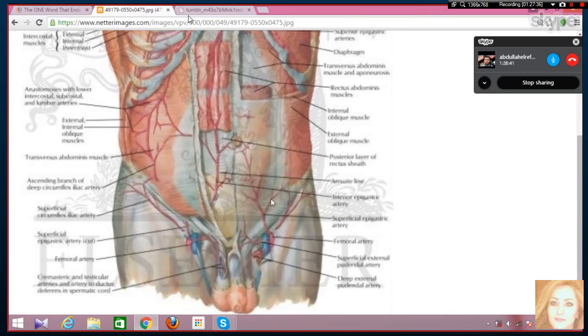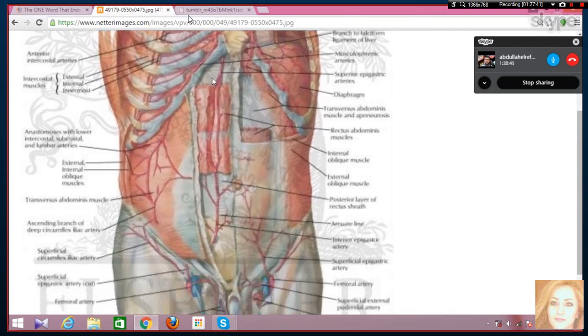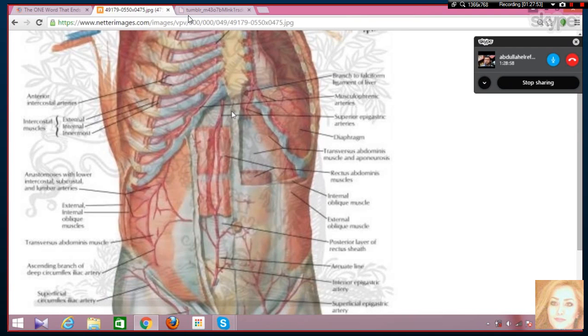What are our veins? Same: superior epigastric and inferior epigastric veins, right? We will go through arteries and veins in more detail later. Just know that here we have the superior and inferior epigastric vessels, which are in the rectus sheath. Okay, so we finished today. Do you have any questions? No, thank you.